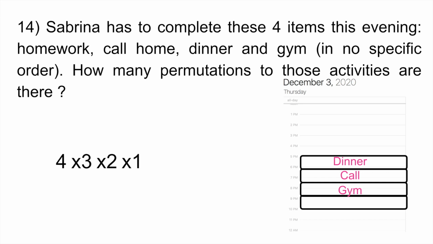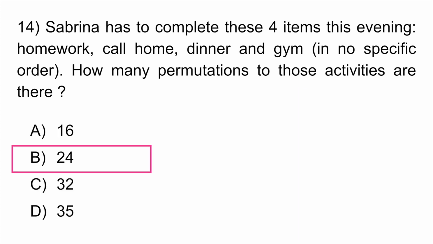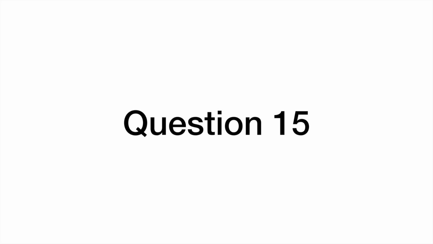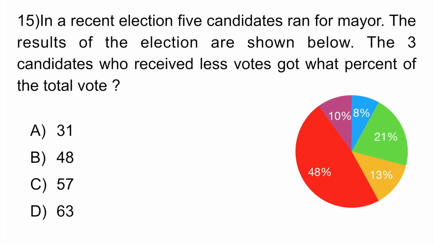And if you multiply those 4 numbers, 4 times 3 times 2 times 1, it's going to tell you the number of permutations that these 4 items have. So the answer is 24, or option B.